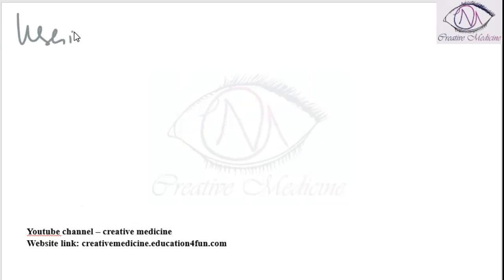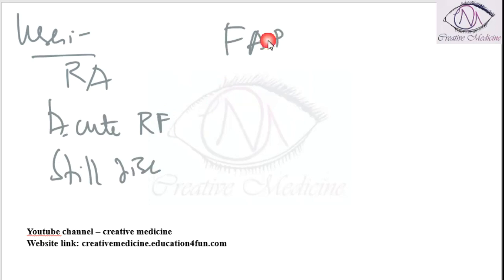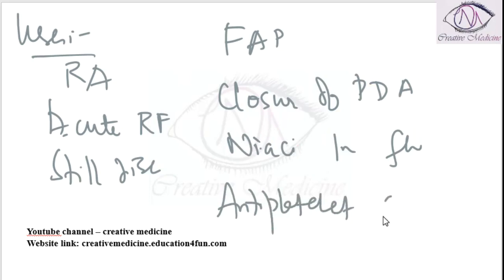The uses of aspirin: it is used in rheumatoid arthritis, acute rheumatic fever, Still's disease, familial adenomatous polyposis, closure of patent ductus arteriosus, and niacin-induced flushing. It is also used as an antiplatelet agent for secondary prophylaxis of migraine and mainly for the secondary prophylaxis of myocardial infarction.